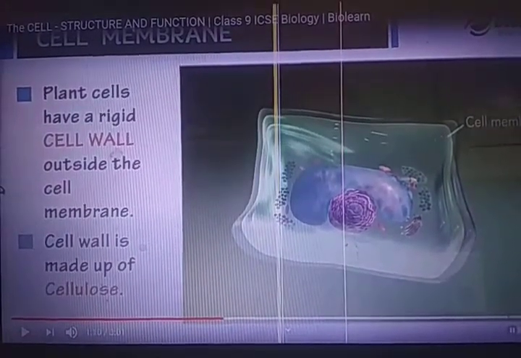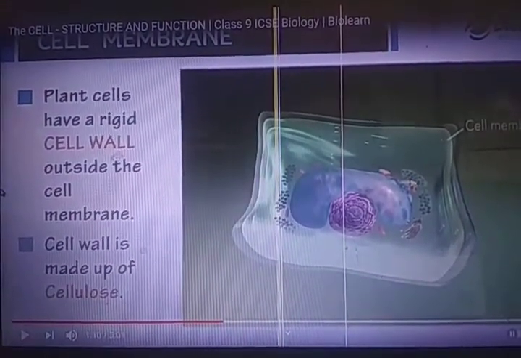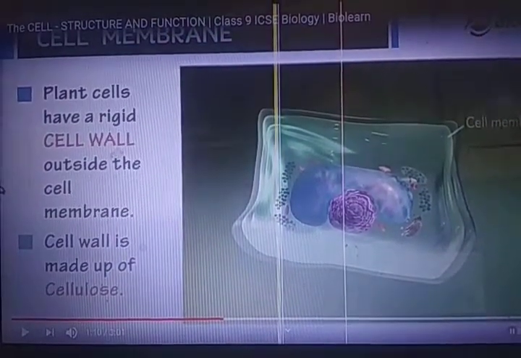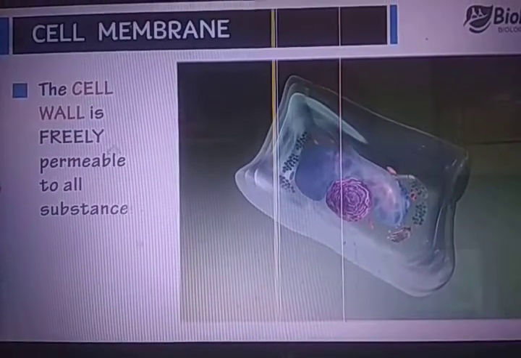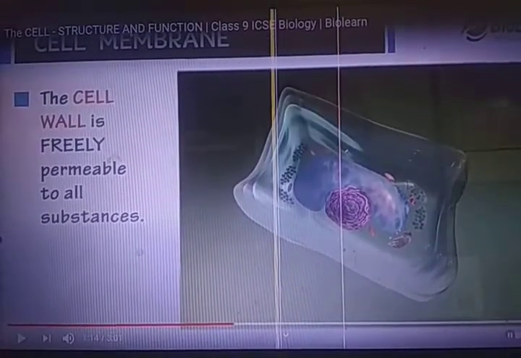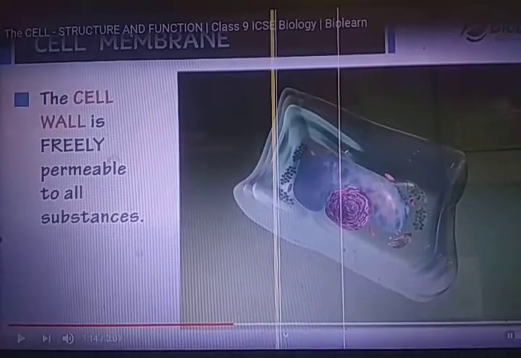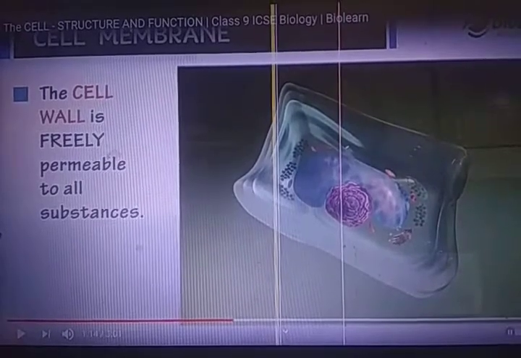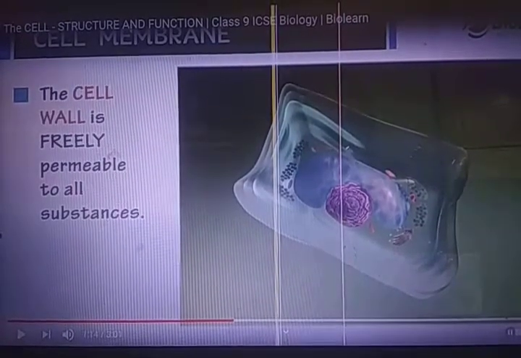Cell wall is made up of cellulose. Here we say that the cell wall is made up of cellulose. And the cell wall is freely permeable to all substances. That means it allows air and water to move in and out.